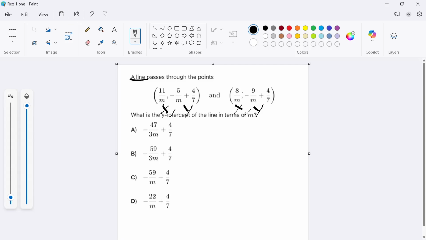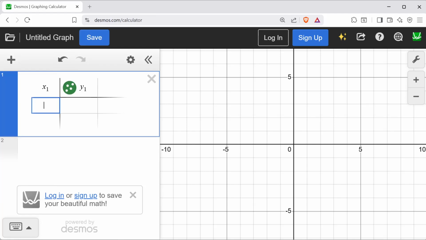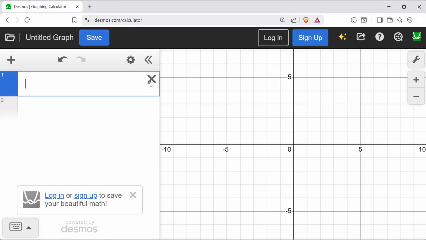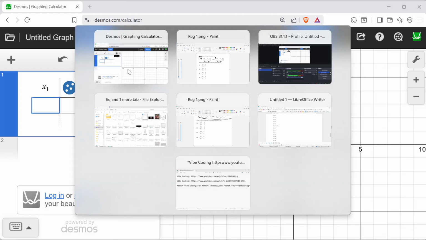I know this is a linear equation. I know it gives 2 points, so I'm going to put those 2 points in a table. A lot of times if it gives you points, put them in a table. So you can hit plus table, you can type table if you want to, and it'll make the table. Some people find one faster, some people find the other faster.